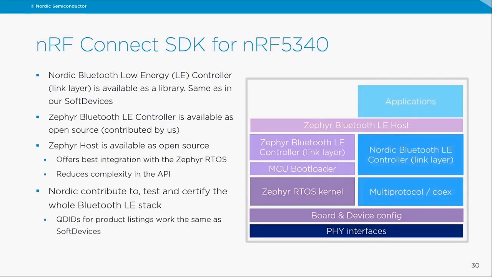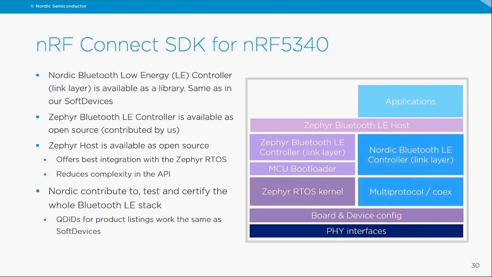So this is the setup that you have for nRF Connect SDK on the nRF5340. So we have a Nordic Bluetooth Low Energy controller, or a link layer, as some of you know it, and this is available as a library. This is the same as the one used in our soft devices. And then we also provide a multi-protocol block here and a coexistence interface, and these are also libraries that have IP that we want to protect.